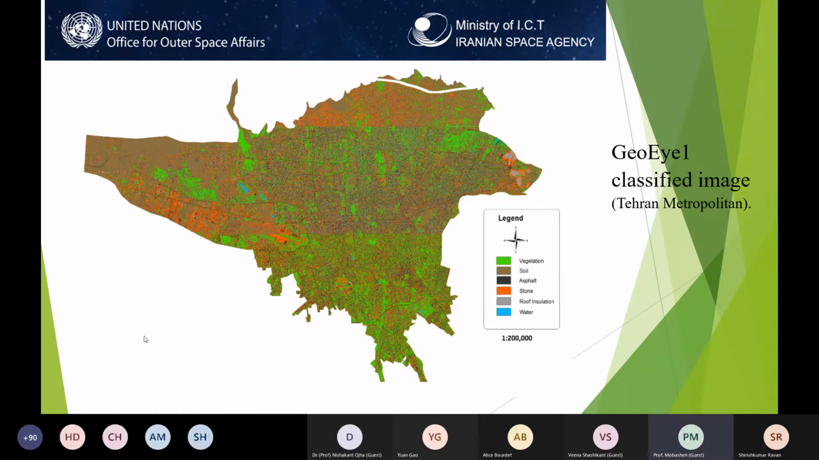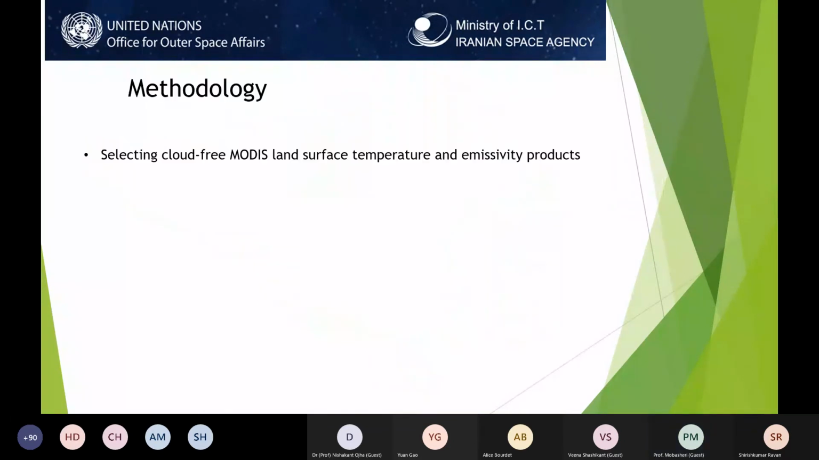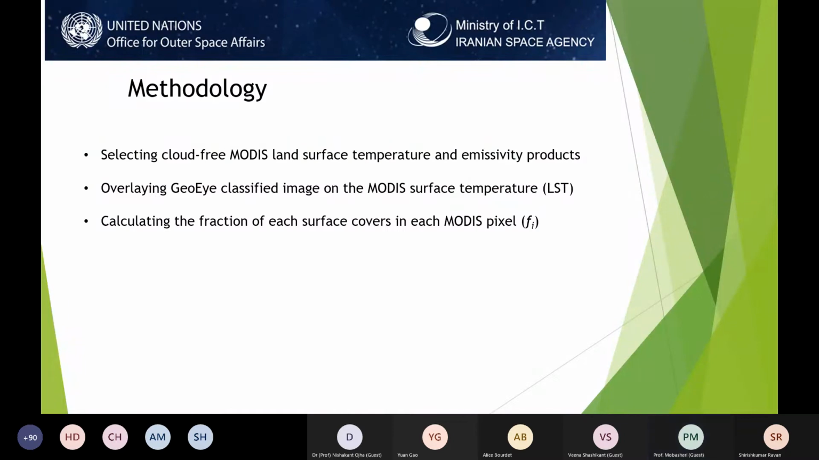Okay, this is the classified image for these different classes. We selected cloud-free MODIS land surface temperature and emissivity products. Overlaying the GeoEye classified image I previously showed on the MODIS surface temperature LST, and calculating the fraction of each surface cover or each surface class in each MODIS pixel. So let's say 0.2 of these classes were concrete, or 0.5 was vegetation, or something like this. We calculated this.